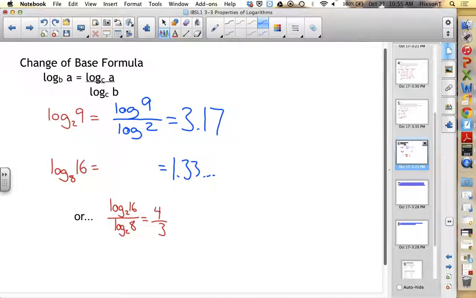That's .33333, which is 4/3, right? But you're punching in the log of 16 over the log of 8. Okay?